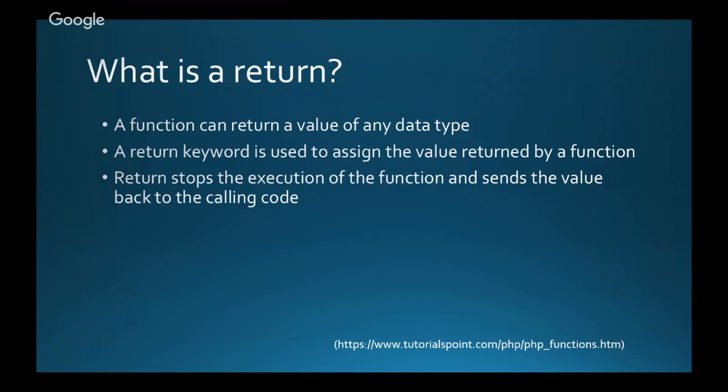And then a return. Okay, some functions do have returns. A function can return a value of any data type. A return keyword is used to assign the value returned by a function. And the return stops the execution of the function and sends the value back to the calling code.